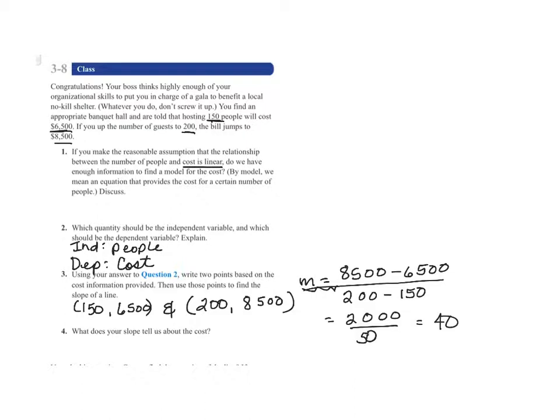Okay, and then they ask, well, what would that tell us? It looks like the cost will increase $40 per person. So I guess, each guest that you invite, right?